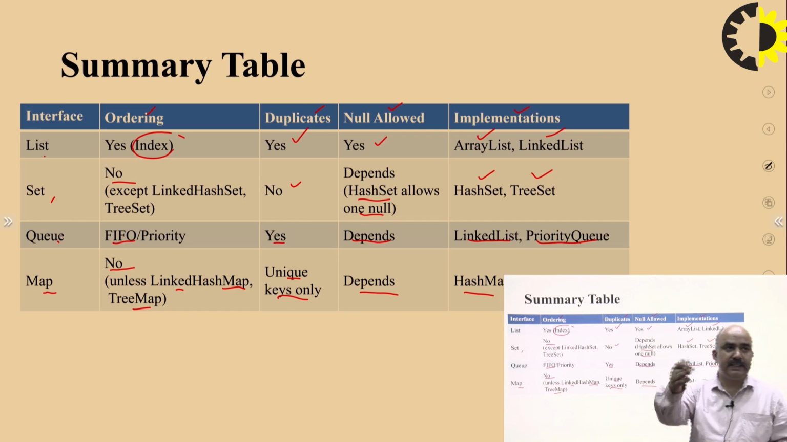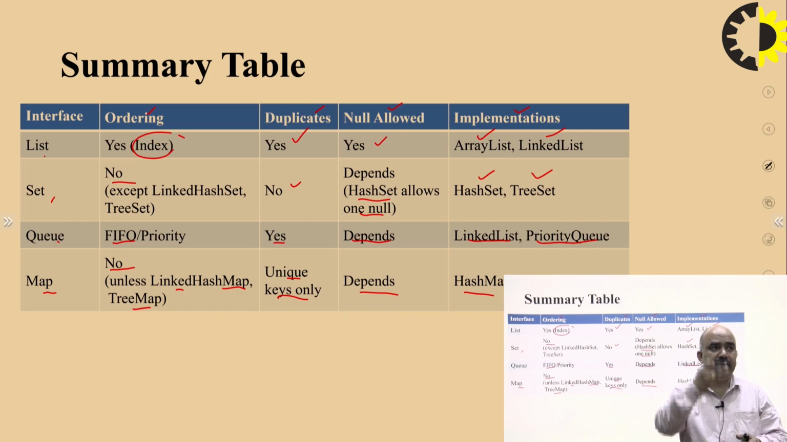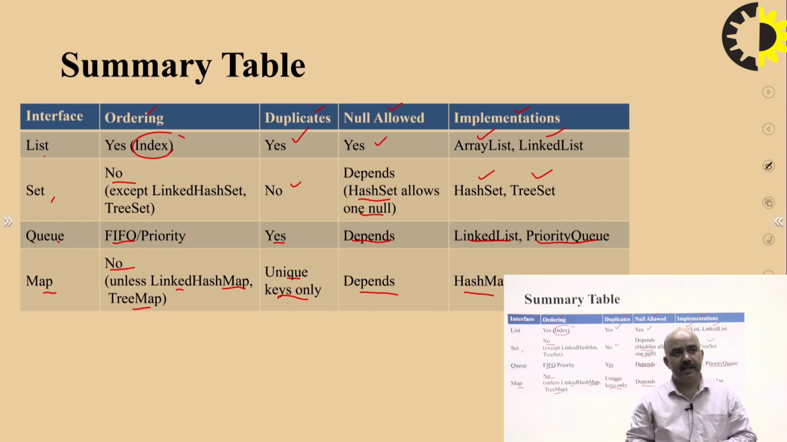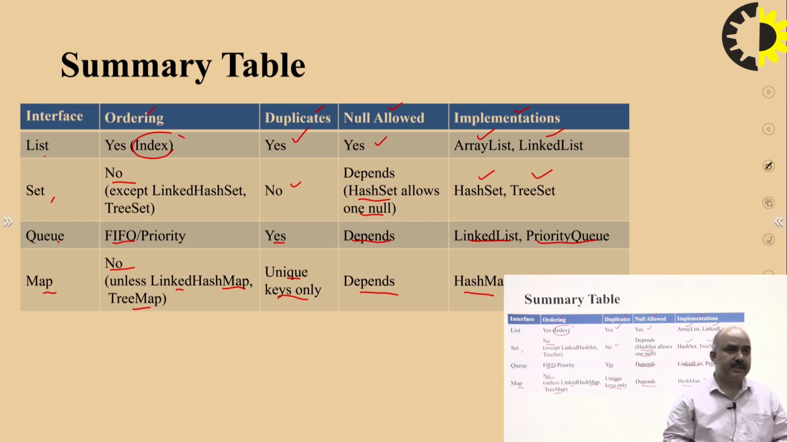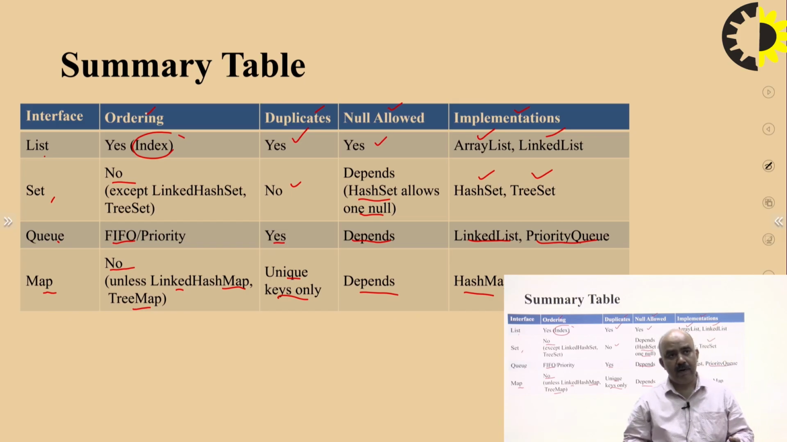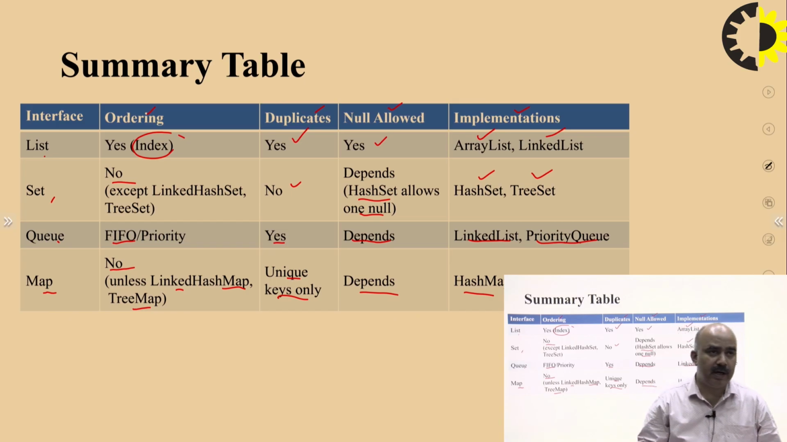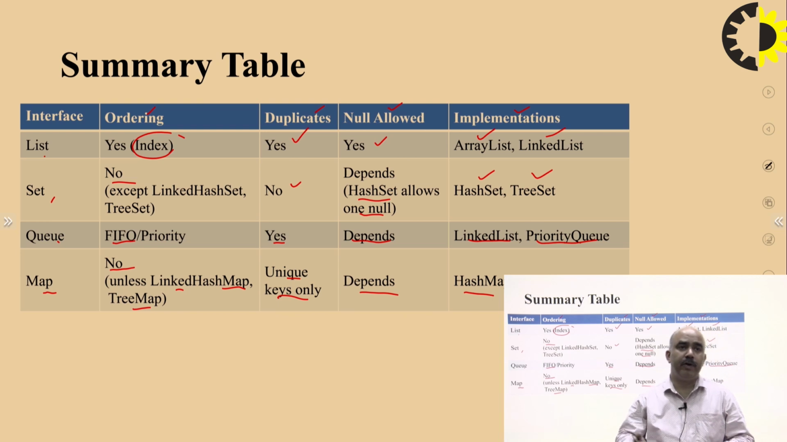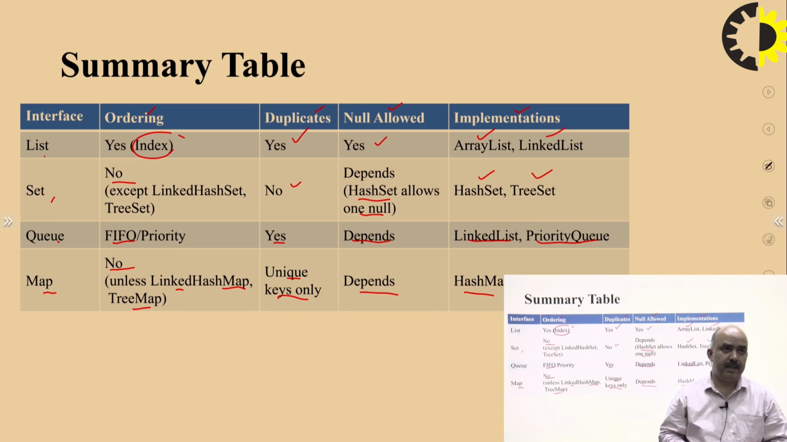Okay, so this is the summary table where we have the different interfaces, what kind of ordering they have, whether duplicate values are allowed or not, whether null values are allowed or not, and how we are going to implement these interfaces.